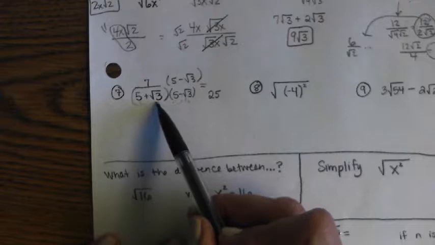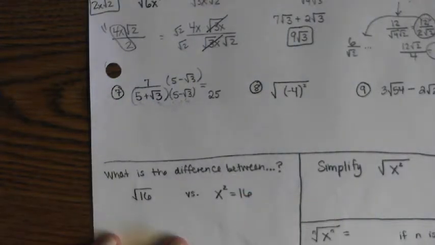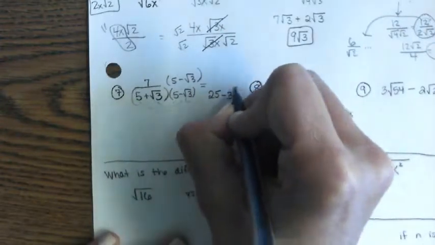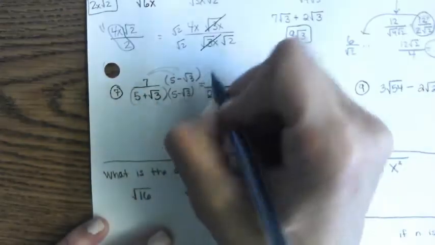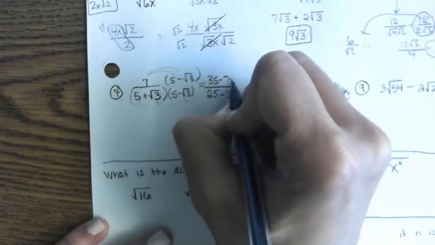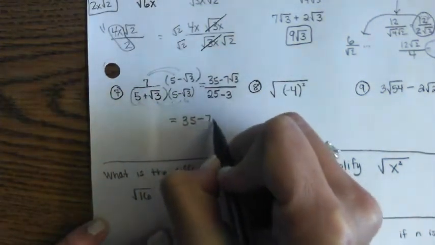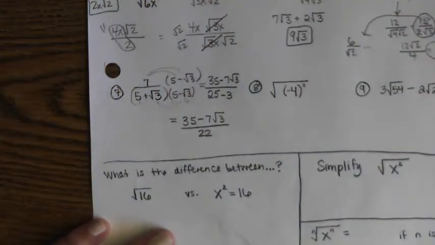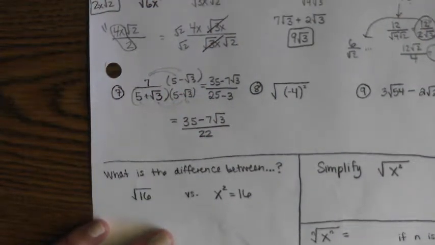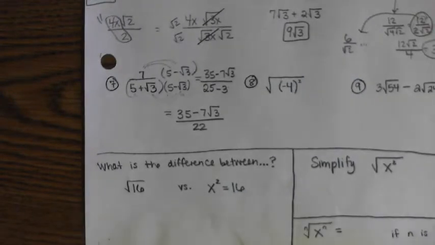Positive root 3 times negative root 3 is just negative 3. So there's your denominator, which will be 22. And your numerator, when you just distribute, you're going to get 35 minus 7 root 3. So your final answer, 35 minus 7 root 3, all over 22. Any questions on that? Good stuff, remember that? Okay.